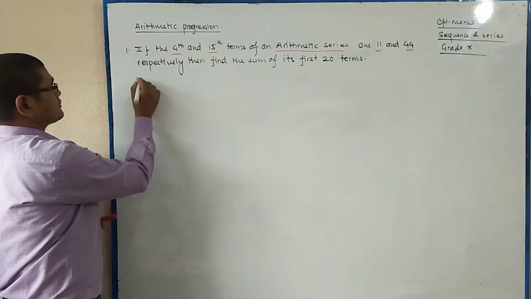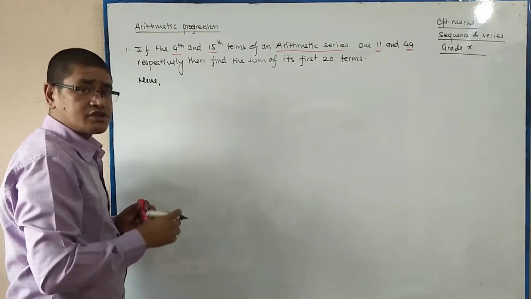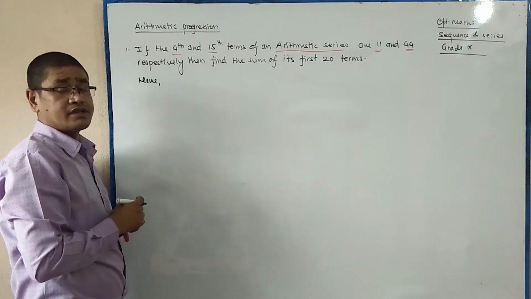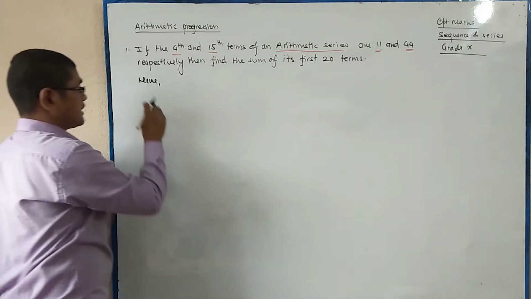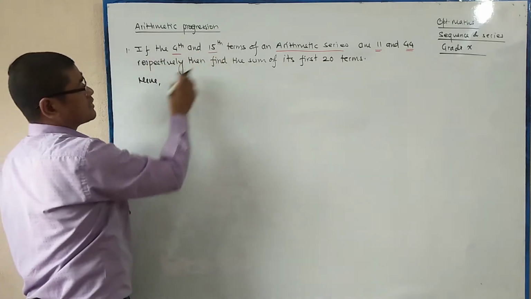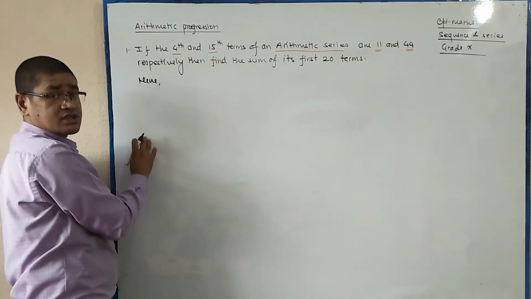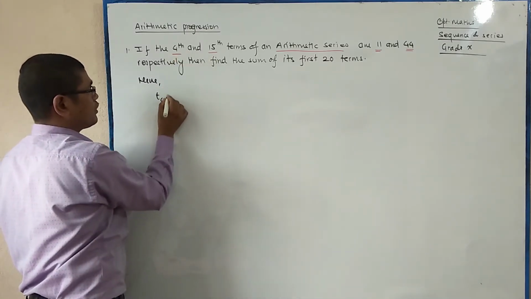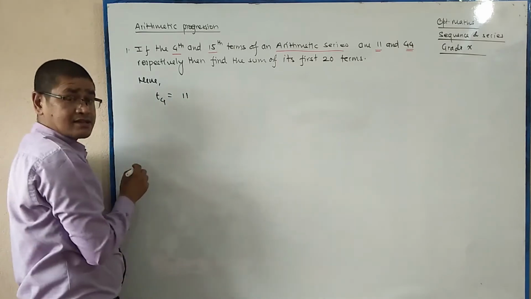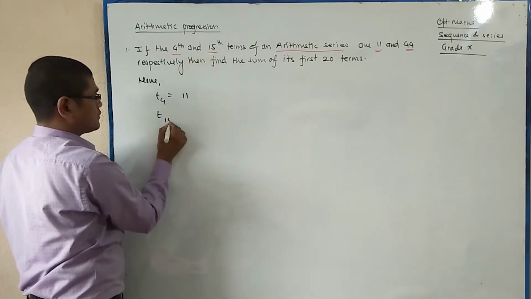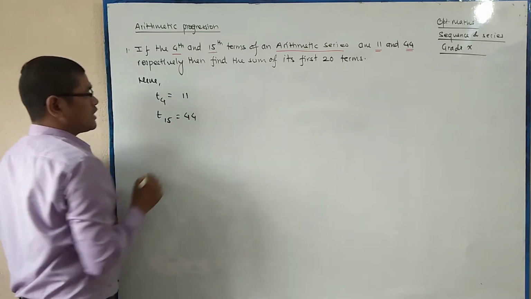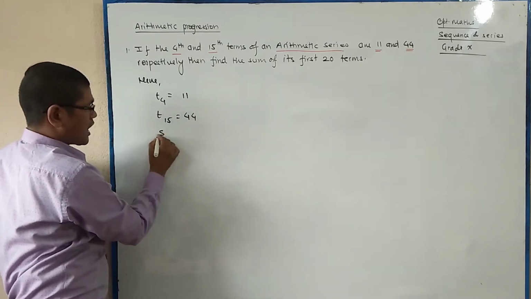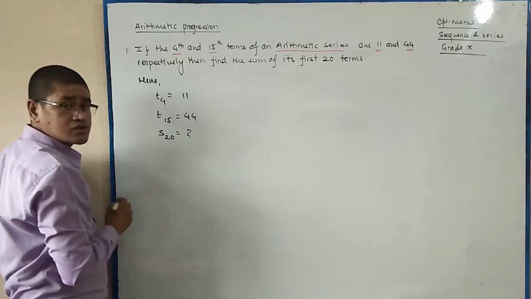For this, since it is an arithmetic series, we have to identify the first term and the common difference so we can work easily with the formula. What is given we can mention first, and the supposition we can do later. Here T4 equals 11, we can write like this, and T15 equals 44, we can write in short like this also. And after this, the sum of the first 20 terms, S20, equals what?